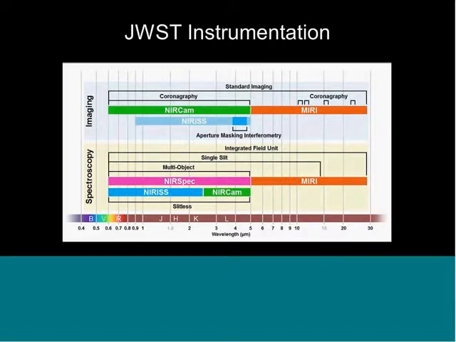A brief review of our instrumentation. I like this slide because it gives you a nice general overview of our imaging capabilities through three instruments, NIRCam, NIRISS, and the mid-infrared instrument. And then also our spectroscopic capabilities with the multi-object spectrometer, single slit, and IFU between all four instruments, as well as filters, with wavelength on the bottom. So this will be made available after this. If you want any more details, you can check online. Actually, all the information is already on the JWST webpage.